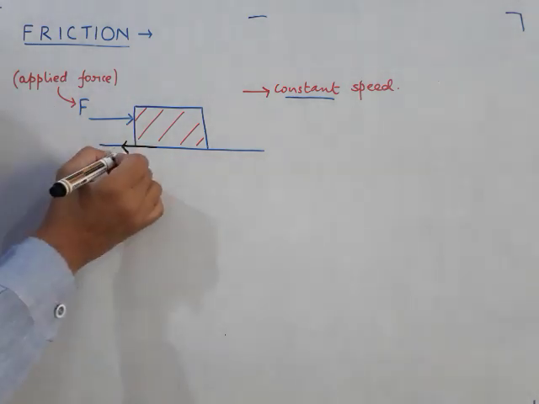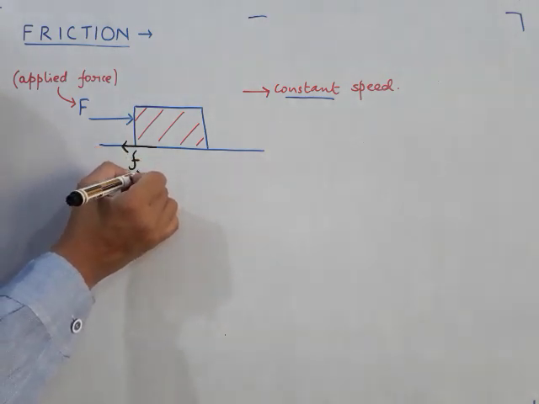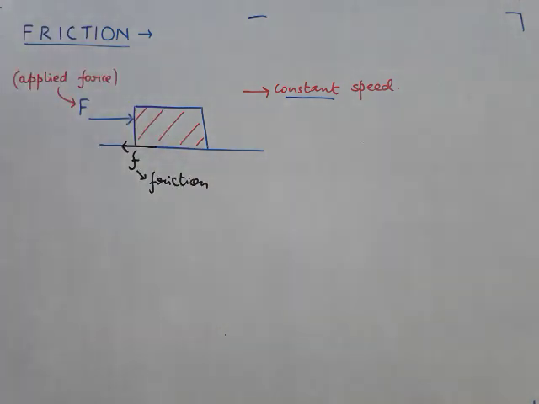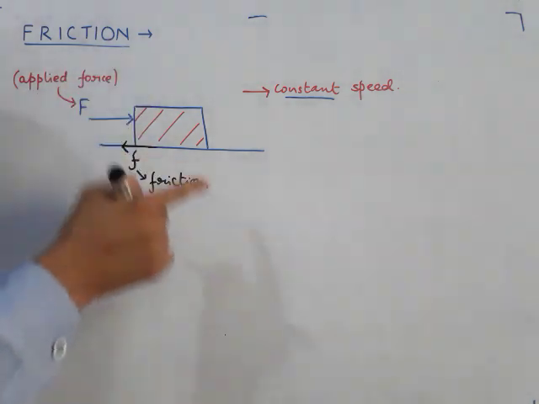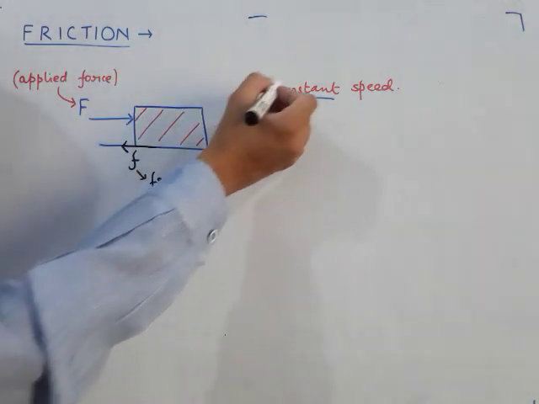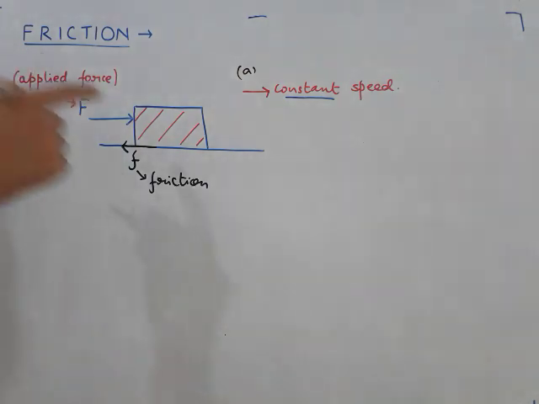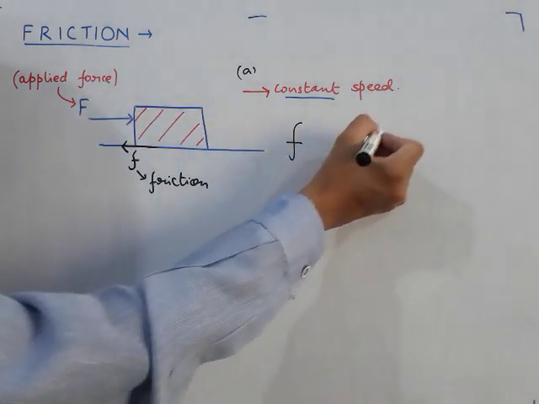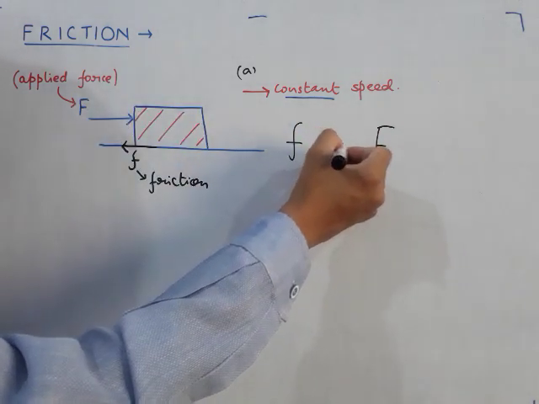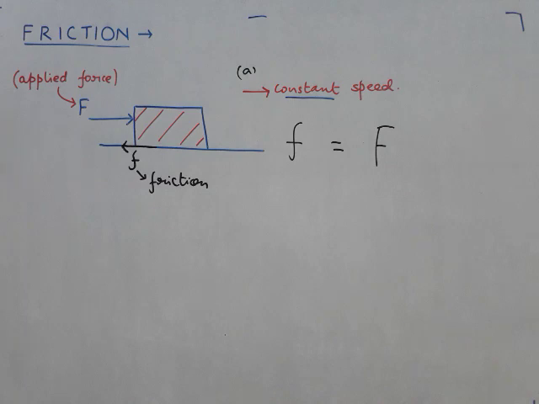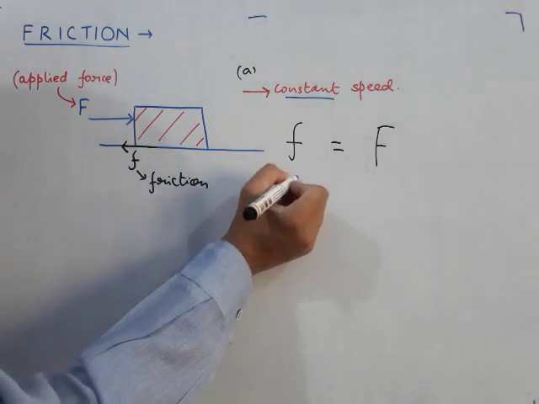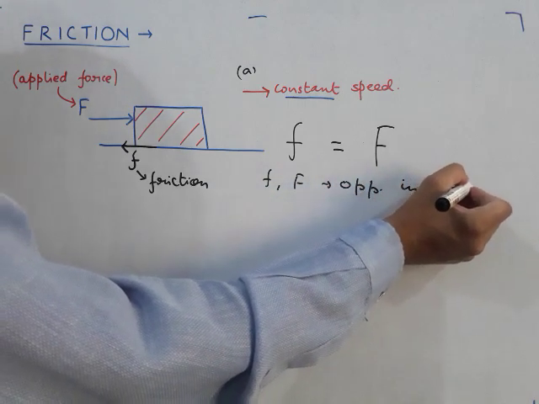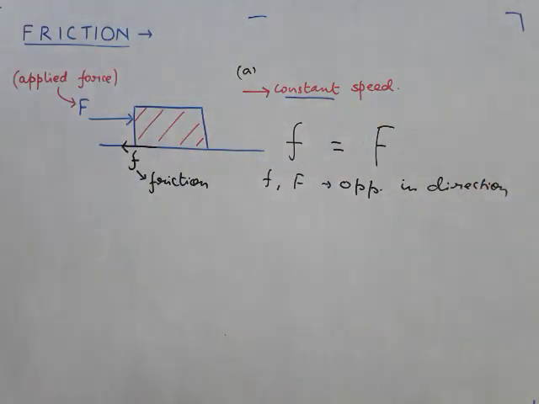I'll represent it like this, and the force of friction I'll represent by small f. So this is frictional force, which we also call friction. In the example I have discussed, where the body was moving with constant speed, I can say that the force of friction f and the applied force capital F are equal in magnitude and opposite in direction. So F and f are opposite in direction and have the same magnitude.